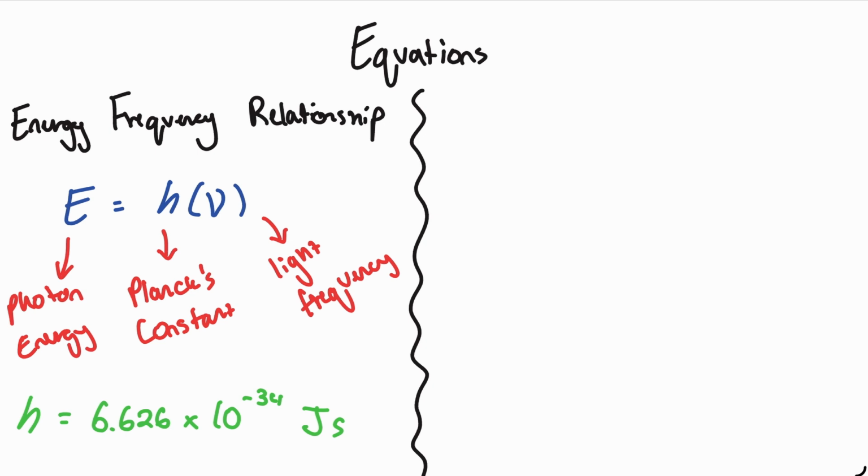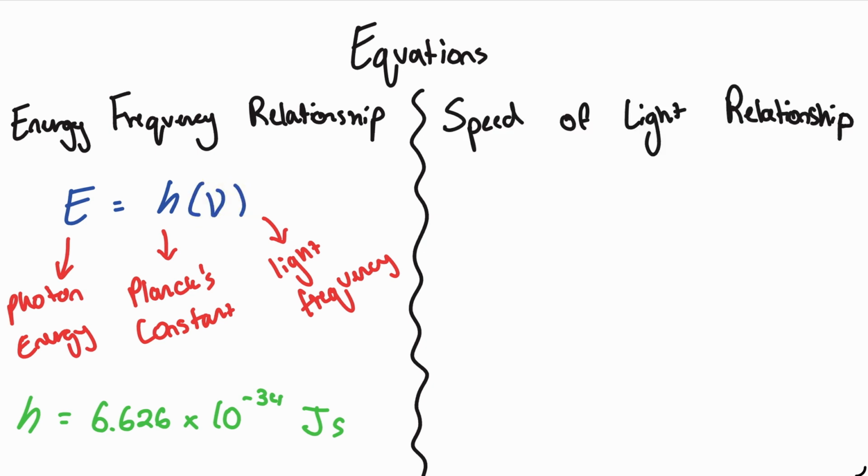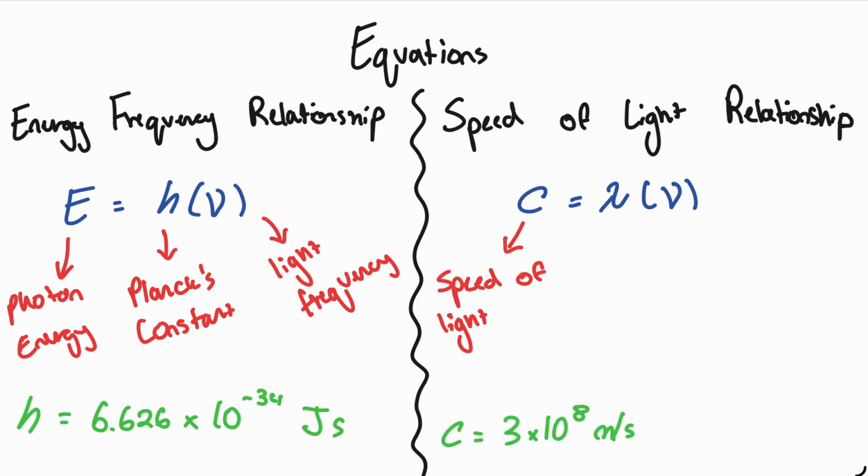In chemistry, you're going to be presented with problems in which you either know the energy of a photon or you know its frequency, and then you just have to solve for the other variable. The second equation is called the speed of light relationship. It reads, c equals lambda times nu. The cursive c here stands for the speed of light, which is 3 times 10 to the 8th meters per second. That's the speed a photon travels at in a vacuum.